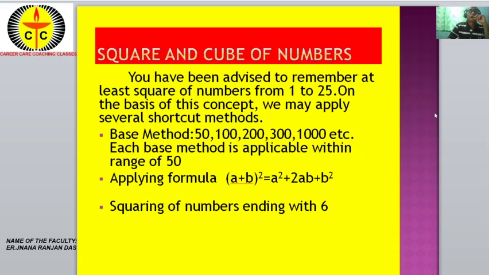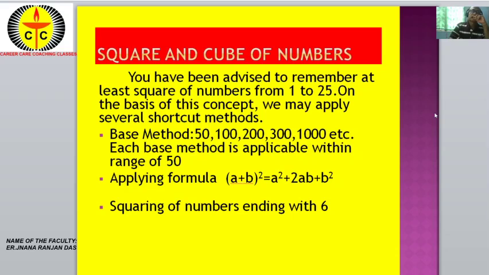square of the numbers. When we take the square of numbers, we were previously advised that we have to remember the squares of the numbers from 1 to 25, 1 to 30, or 1 to 25 at least. On the basis of this concept, we may apply several shortcut methods.